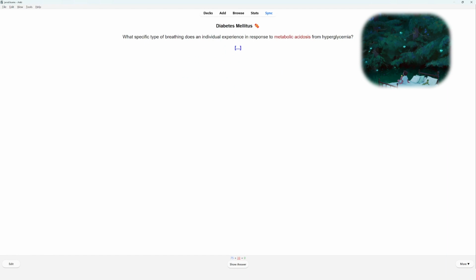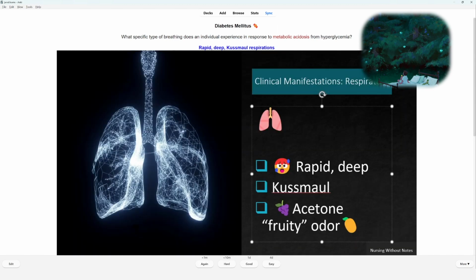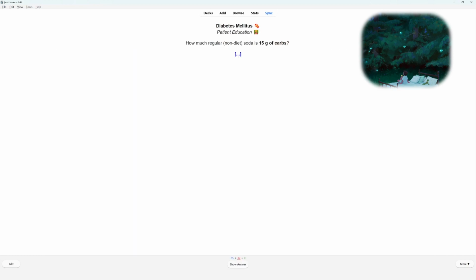What specific type of breathing does an individual experience in response to metabolic acidosis from hyperglycemia? That's Kussmaul respirations. Non-diet soda is 4 ounces or 120. BID with meals or at night in the evening, the extended release, don't crush or chew. Regular insulin, half hour, 2 to 4, and then 5 to 7 duration. Two hormones step into action, glucagon and epinephrine step on the scene.